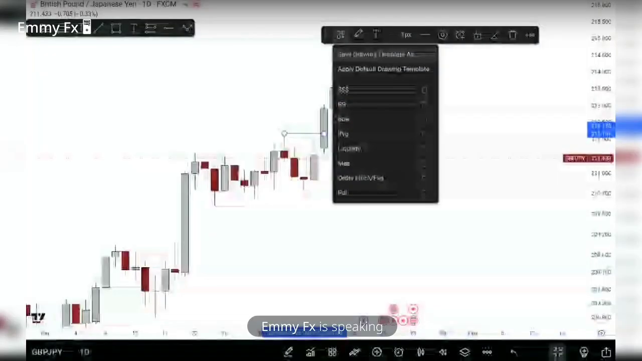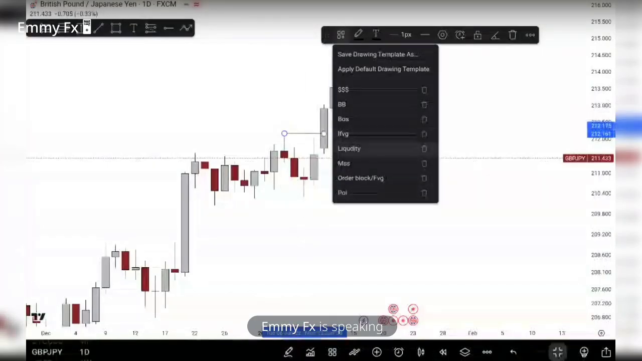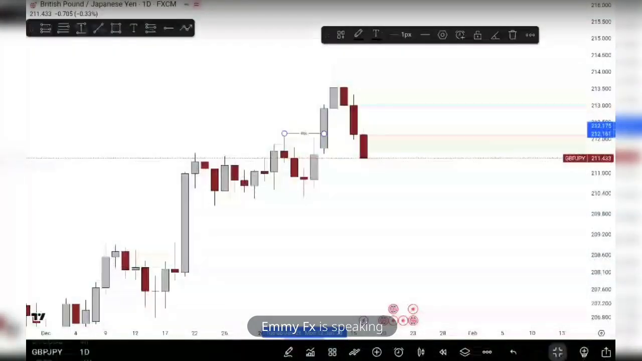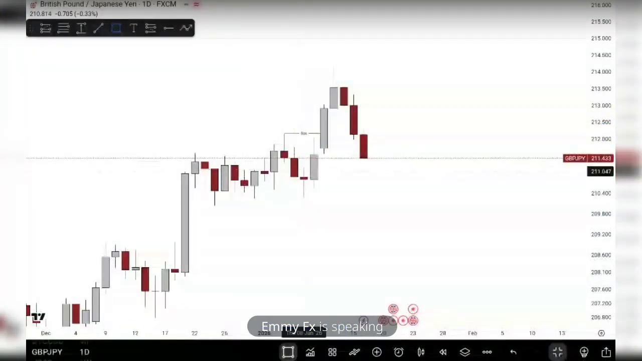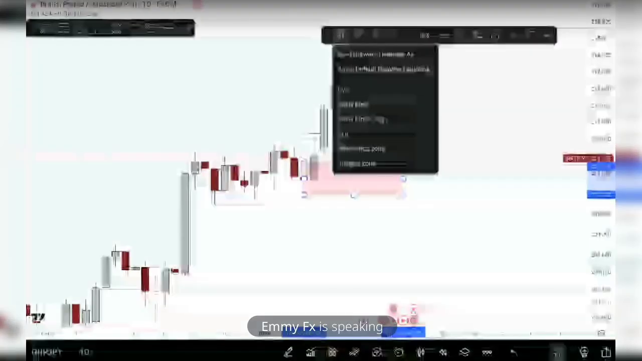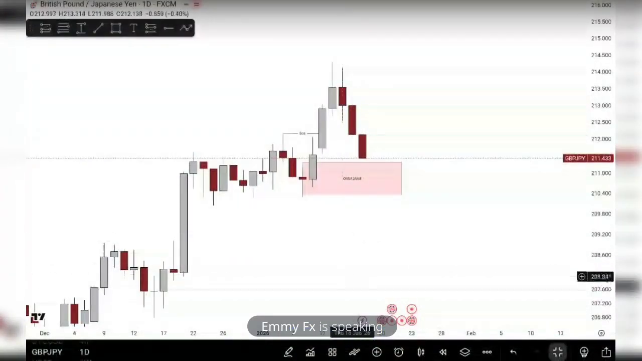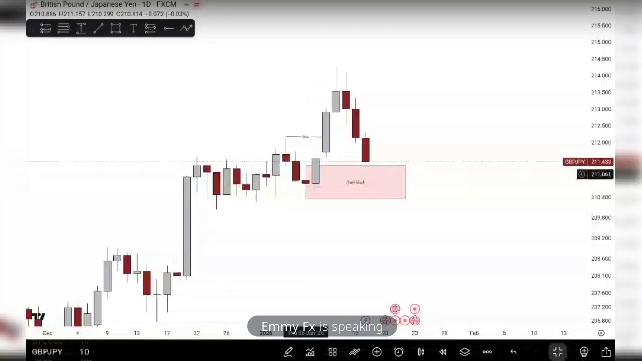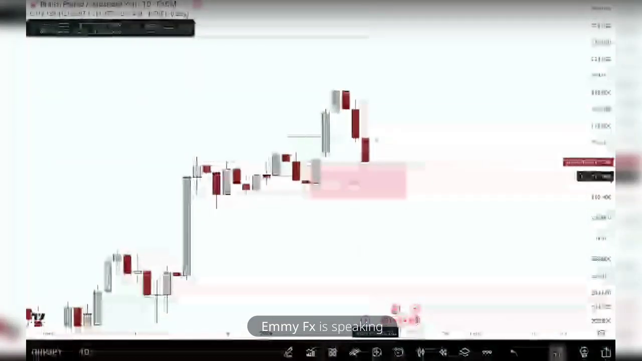Now we have this. This is the daily time frame. We have this break of structure to the upside. We also have this order block which is here. It's just a retracement to this one day order block, right? We are having this retracement to this one day order block.